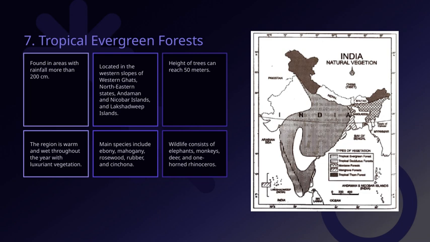In terms of wildlife, these forests are home to elephants, monkeys, deer, and even the one-horned rhinoceros. They are vital habitats for a diverse array of species, showcasing the rich biodiversity supported by these evergreen forests. Overall, these forests are a perfect example of how climate and geography shape ecosystems, and they play a crucial role in maintaining ecological balance in our country.